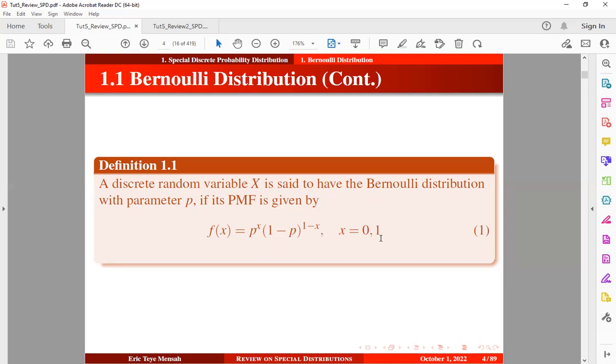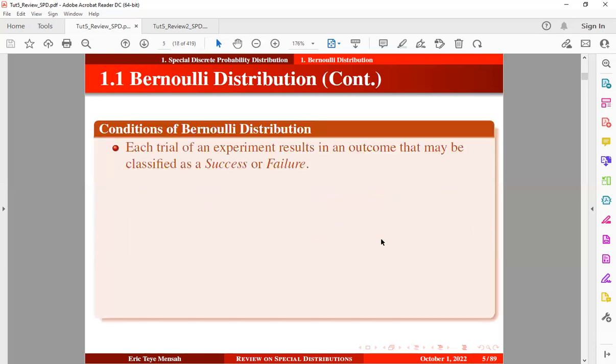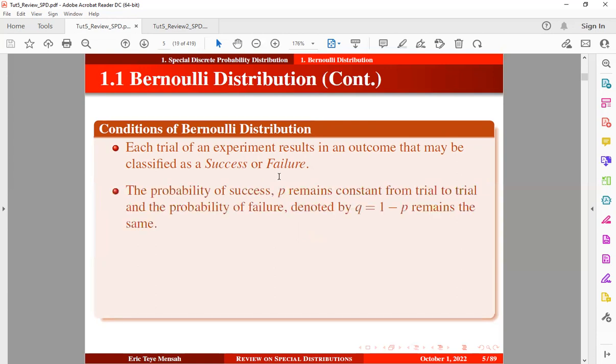Now let's take a look at some conditions regarding the Bernoulli distribution. One, each trial of an experiment results in an outcome that may be classified as a success or failure, okay? So for a Bernoulli trial, we have two mutually exclusive outcomes, either yes or no, or good or bad, okay? The outcome that is of interest to us, we often call success, and the outcome that is not of interest to us, we often classify as failure, okay? The second condition states that the probability of success p remains constant from trial to trial, and the probability of failure, denoted by q, which is equal to 1 minus p, also remains the same, okay?